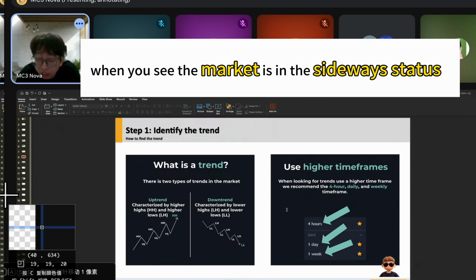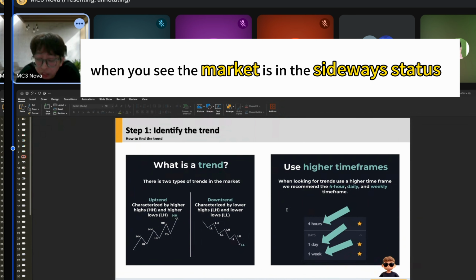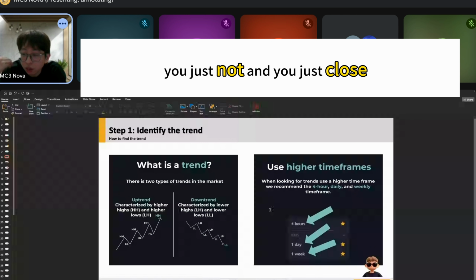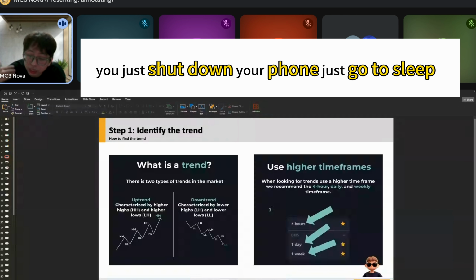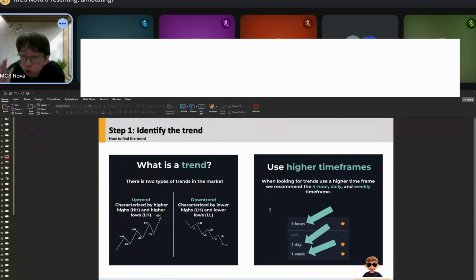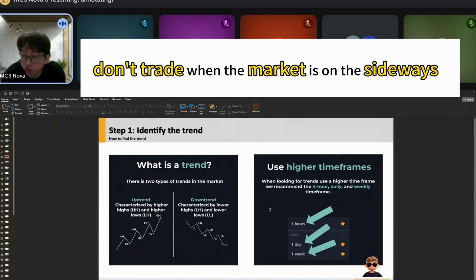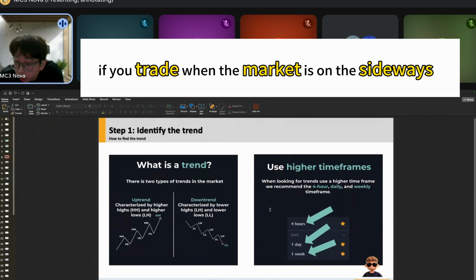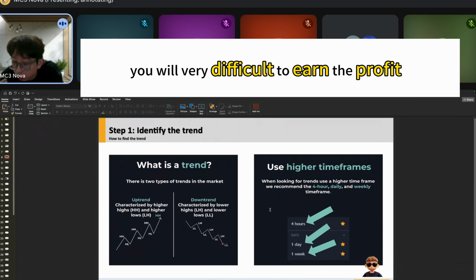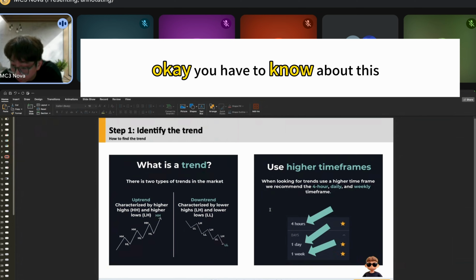When you see the market is in sideways status, you just ignore it, shut down your PC, shut down your phone, just go to sleep. Don't trade when the market is sideways. If you trade when the market is sideways, it will be very difficult to earn a profit. You have to know about this.